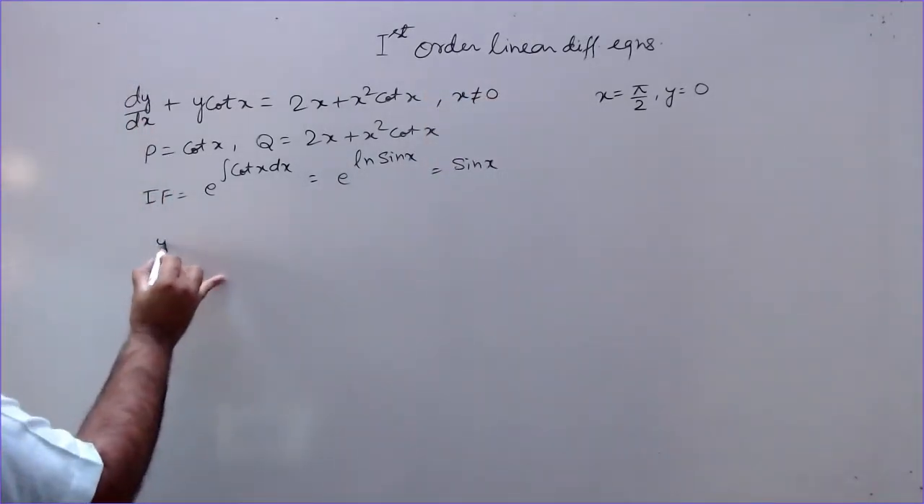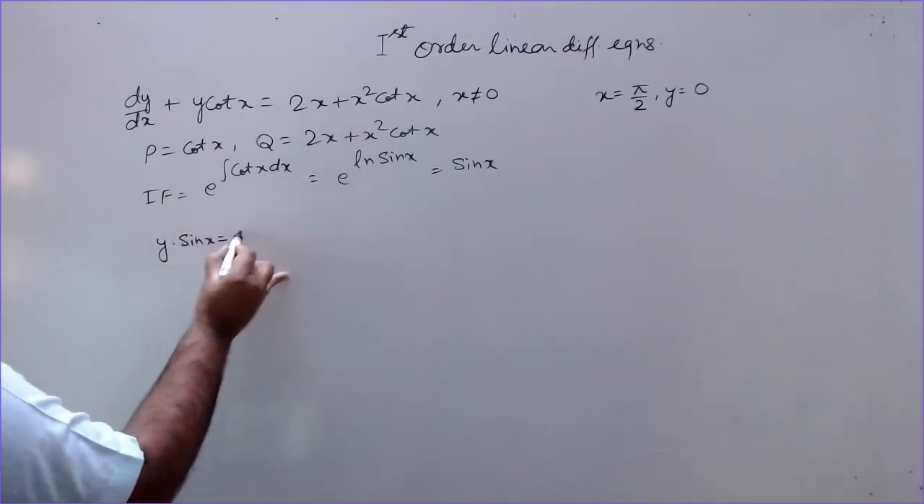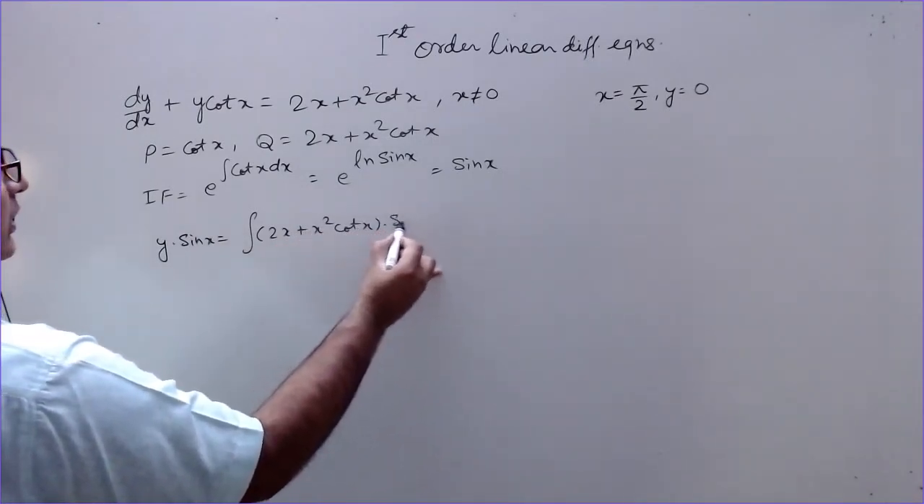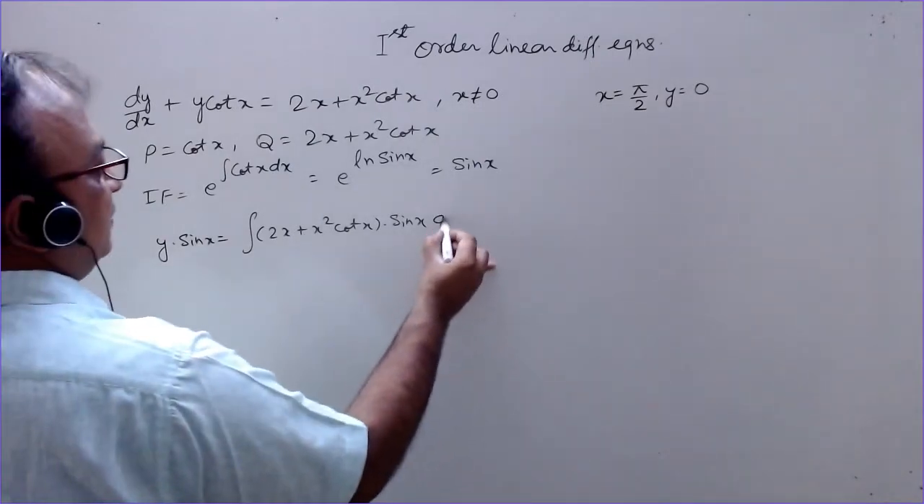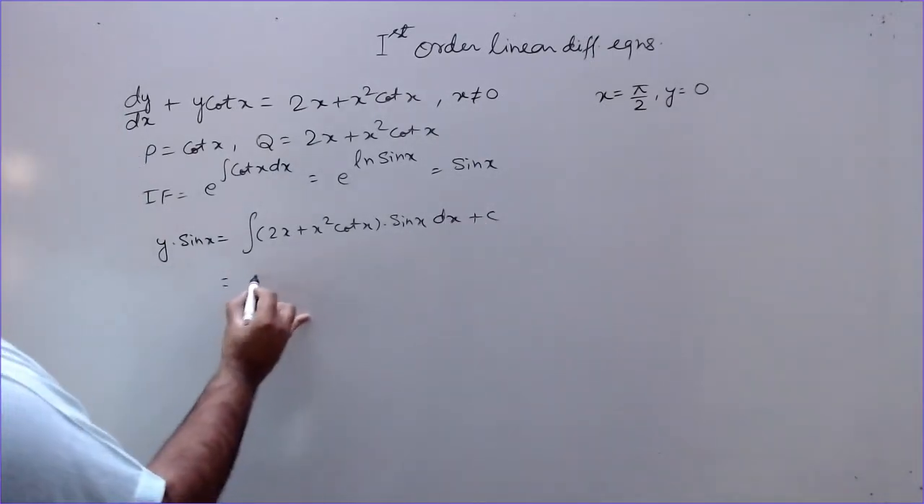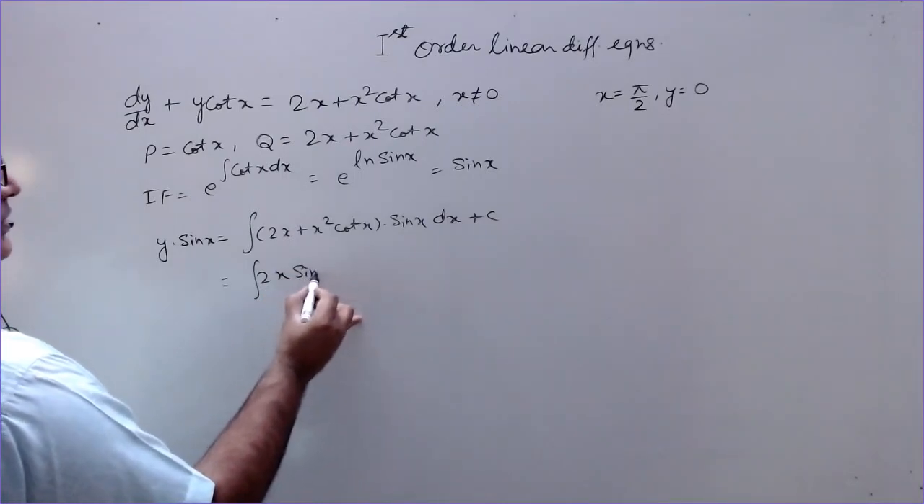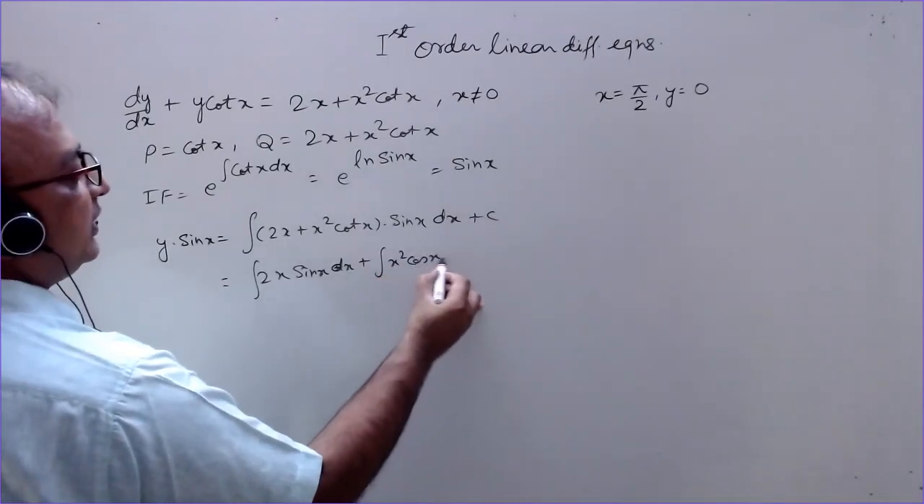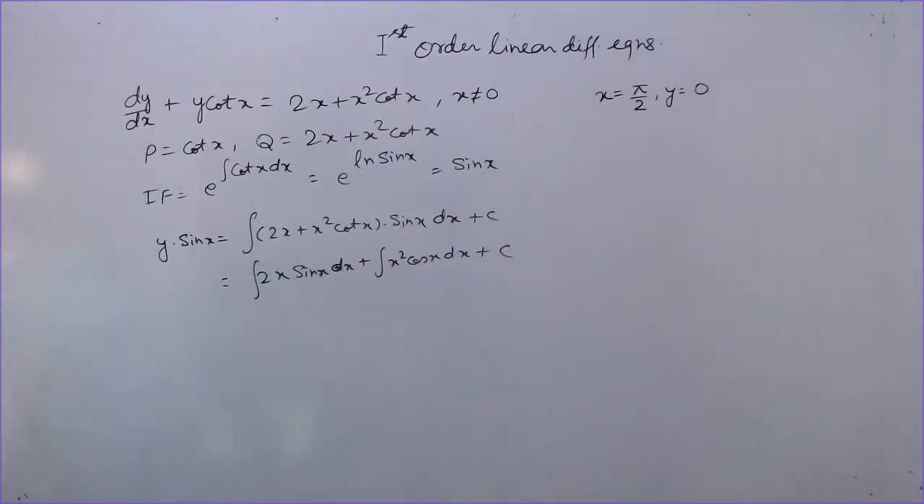The solution is y into integrating factor is integral q into integrating factor dx plus c. So this is integral 2x sin x dx plus integral x square cos x dx plus c. Now these two integrals we have to evaluate. So you can evaluate these integrals and find the answer to this question.